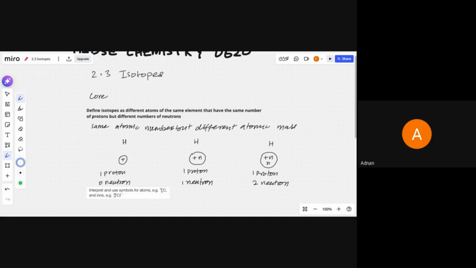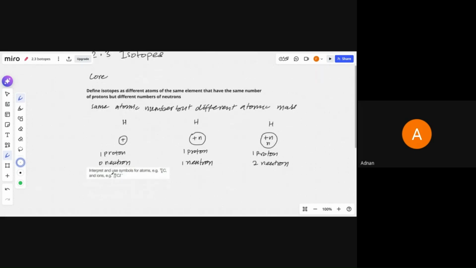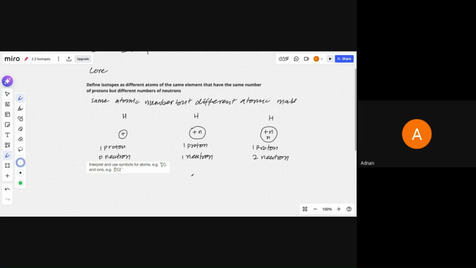Okay. So these are the two definitions of isotopes, and most of the elements on the periodic table have isotopes. So now we move on to the second topic, which states: interpret and use symbols for atoms. I think we have talked about this before, but let's talk about it in more detail here. So how do you represent an atom?